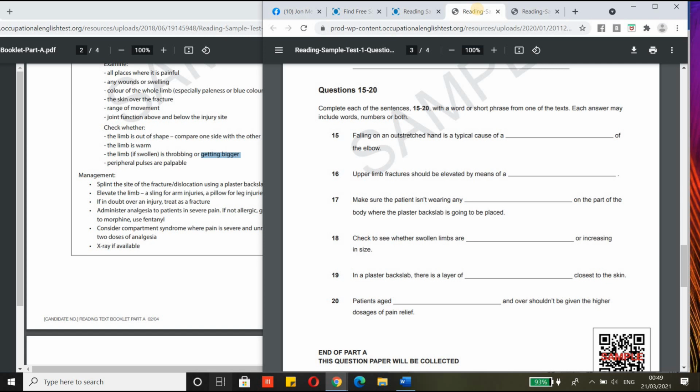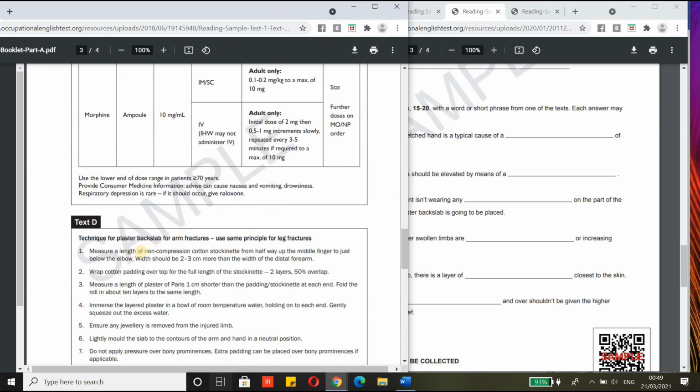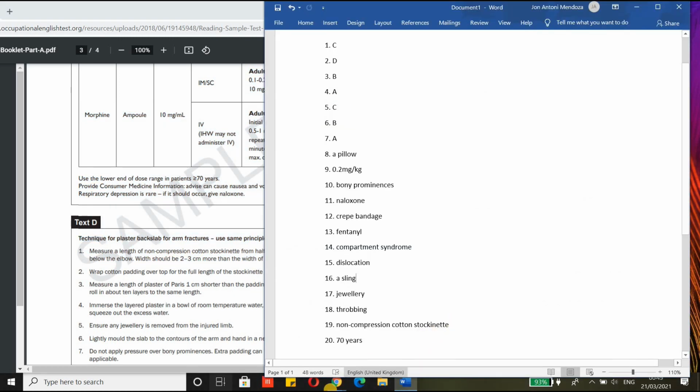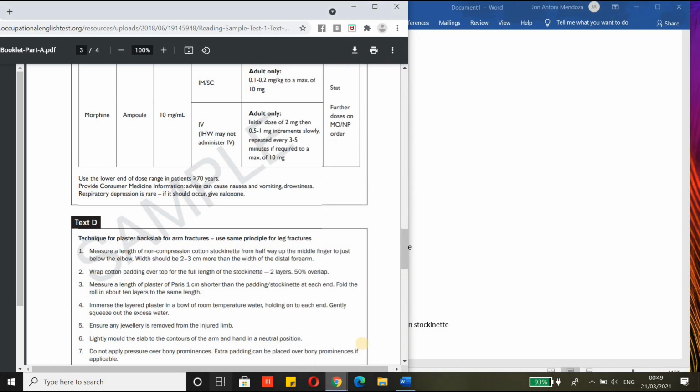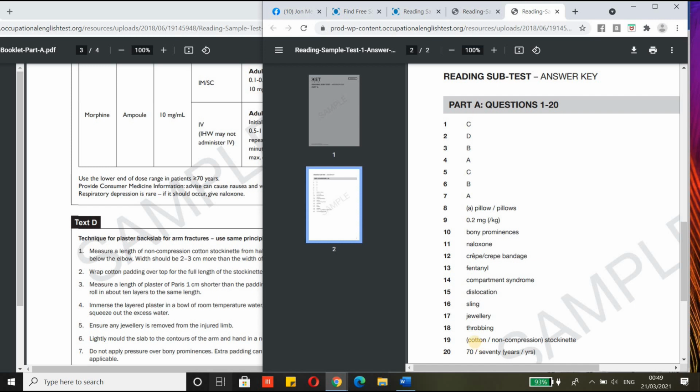Next. In a plaster back slab, there is a layer of blank closest to the skin. Again, the first thing we need to apply on top of the skin. So I did put this one: non-compression cotton stockinette. Yep, cotton or non-compression stockinette.